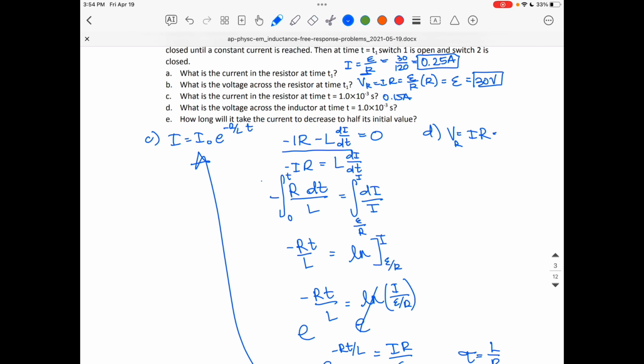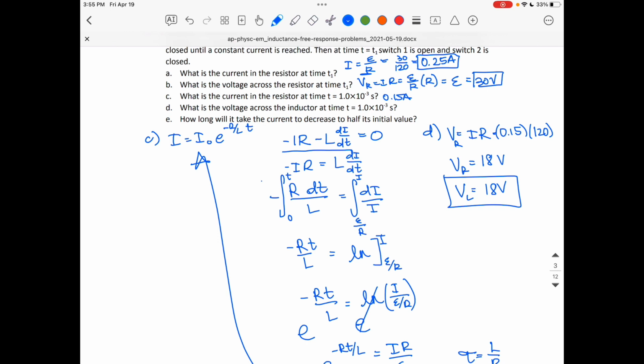And so in this scenario, I have 0.15 and my resistance is 120, which gives me a voltage through my resistor of 18. And you can plug it into the loop rule, but in the end, at least the magnitude of your voltage across the inductor is going to be 18 volts.